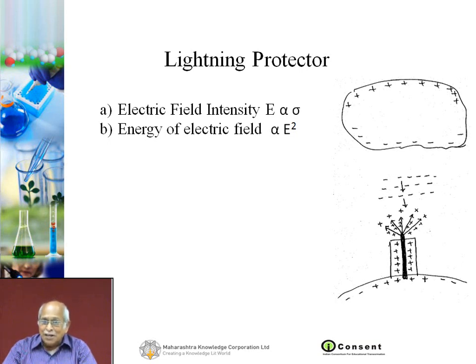Because now charge in the form of electrons is continuously moving to the earth. So instead of a sudden lightning flash, the charge in the cloud goes slowly, continuously. Instead of a sudden lightning flash, there is continuous discharge of the cloud.